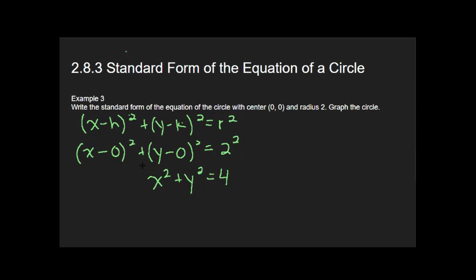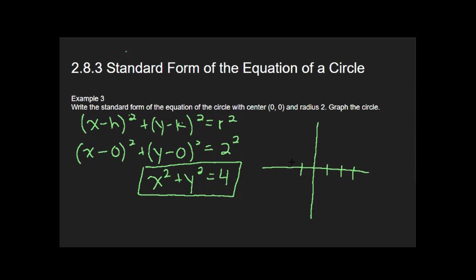So this is the equation in standard form of a circle with the center at 0, 0 and a radius of 2. Okay, now we're supposed to graph it. I'm going to very roughly sketch it out here. So we have 1, 2, 3, 1, 2, 3. This will be a lot better on graph paper, but I forgot to put in a graph paper image here.